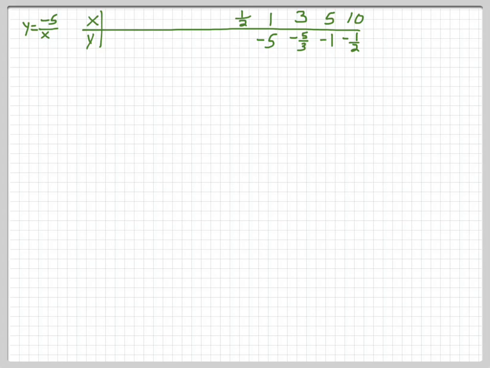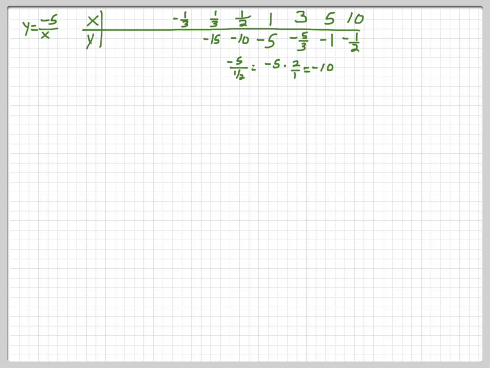so let's look to see what happens as this gets a little bit smaller than 1. So if we go 1/2, right? We're working our way towards 0, but not actually getting to 0. So when x is 1/2, we get negative 5 divided by 1/2, multiply by the reciprocal, and we get negative 10. So when x is 1/2, y is negative 10.